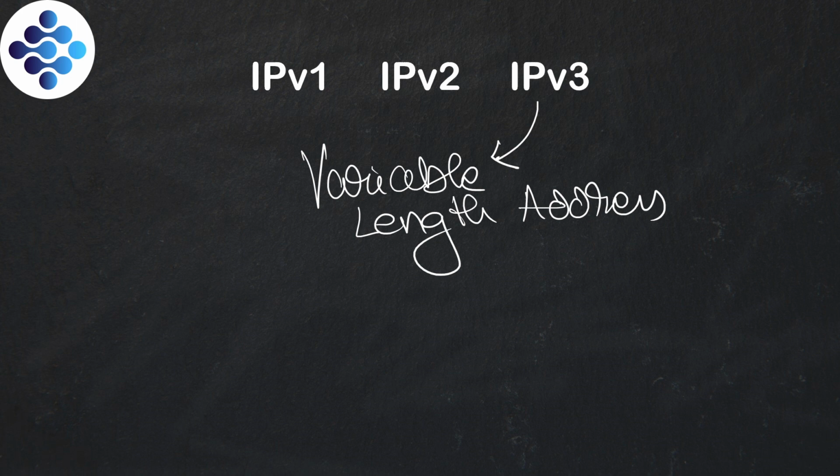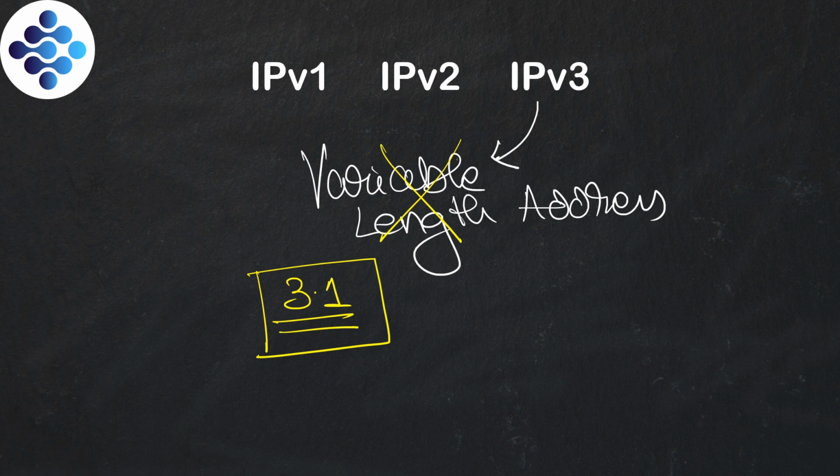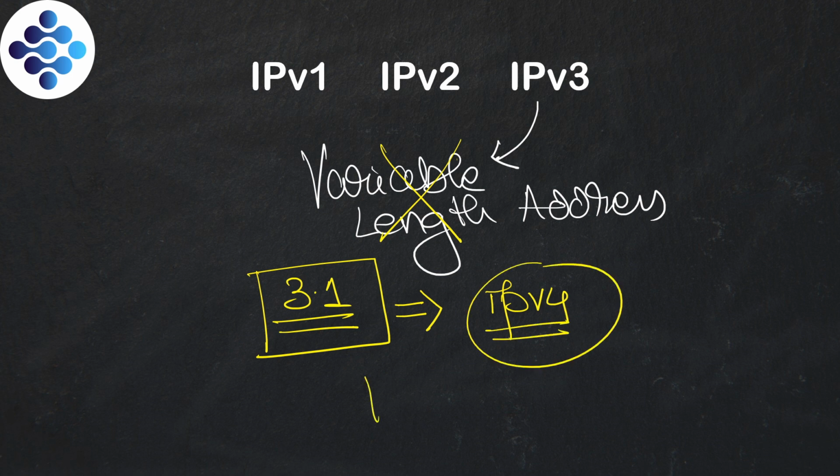It was version 3.1 in which this variable length address was removed. Now you can say that it is version 3.1 which gave birth to IPv4, which is nothing but a polished version of IPv3.1. Right, so this is the version IPv4 which we are using, and that is our main topic of today's discussion.